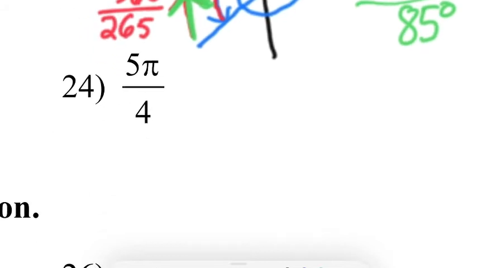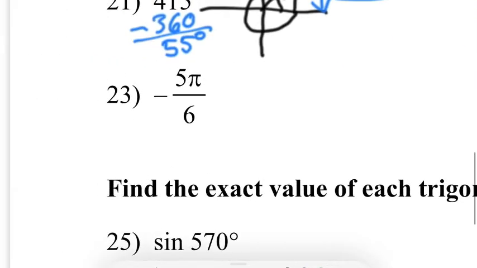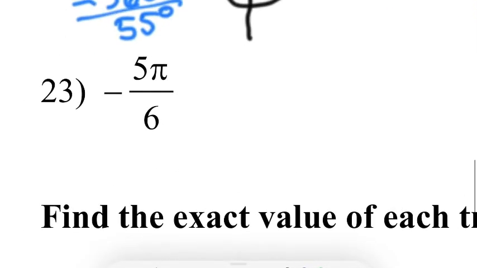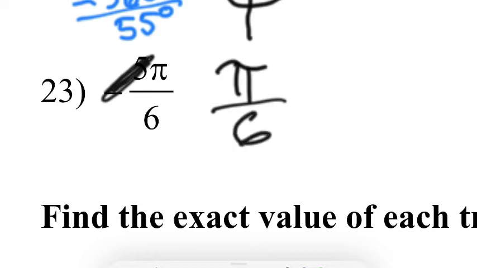24, while we're here, the trick with radians is just ignore the coefficient. So your reference angle would be pi over 4. 23, you would ignore your coefficient, so your reference angle would be pi over 6.